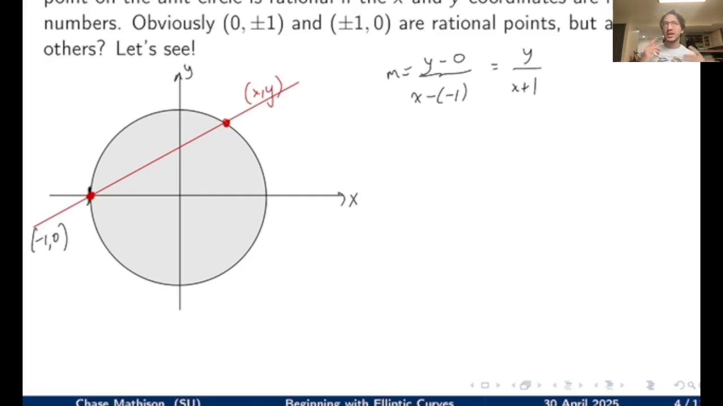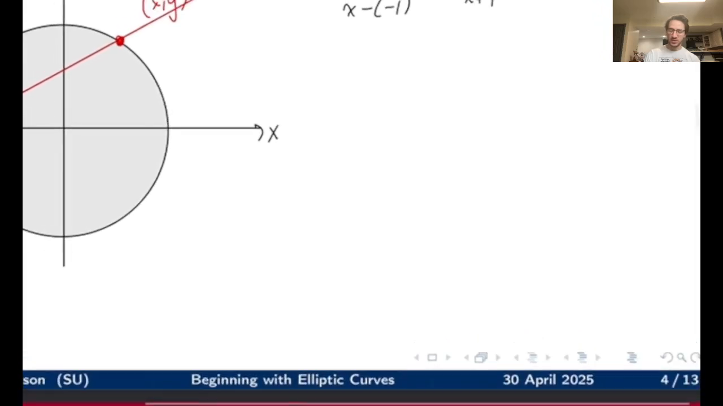But notice, it's also true that if I don't assume x and y are rational, but I do assume that m, the slope of the line, is rational, then that's also going to force x and y to be rational by the same reasoning. So this line, if it has a slope that is a rational number, then where it intersects the unit circle is going to have rational coordinates. So let's use that fact.